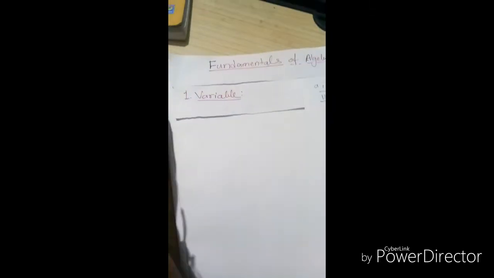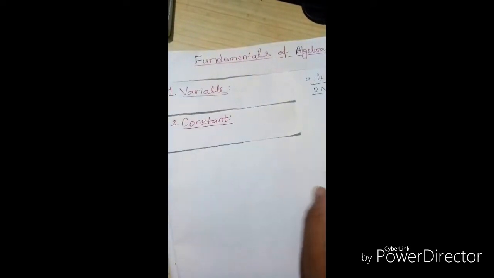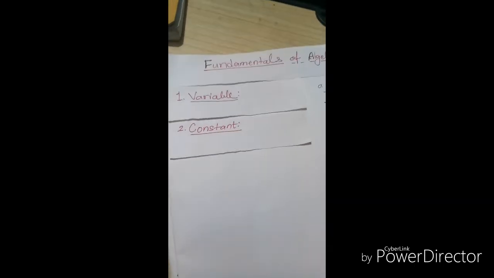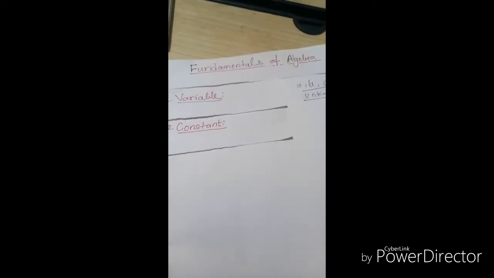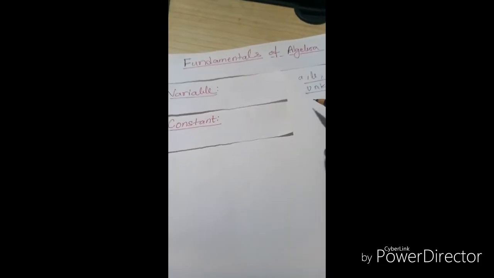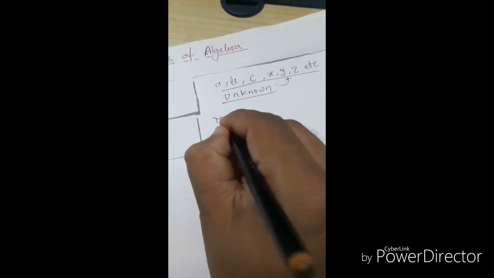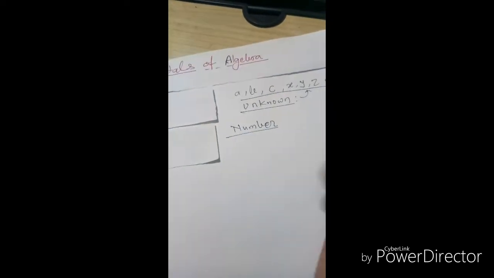The next point we have to discuss is constants. A constant means something which cannot vary. A variable can vary, can change, but a constant is fixed. It will not change. So what will not change? Obviously, your numbers. Your number will not change at all.